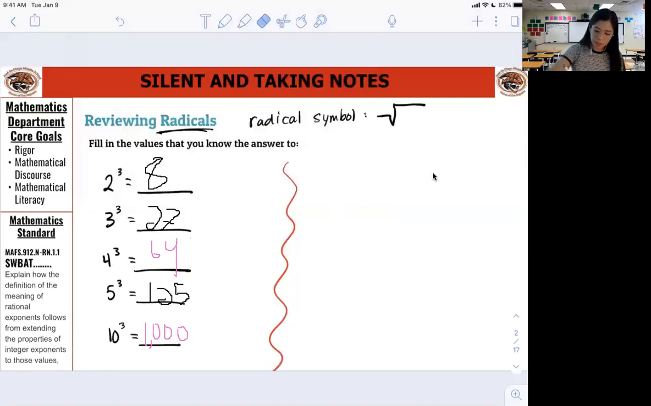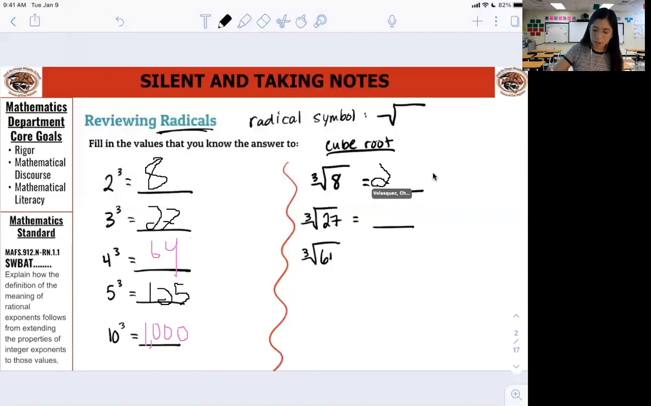Now on the flip side of that, we can do the cube root, which is just the opposite. See how there's a little 3 there on the ledge on the balcony of the root? That tells you that you're taking the cube root. So I'm going to write that down. The cube root of 8, the cube root of 27, the cube root of 64, 125, and 1,000.